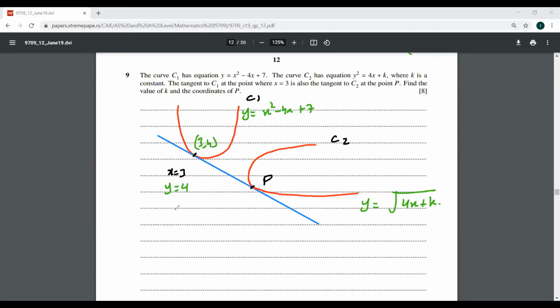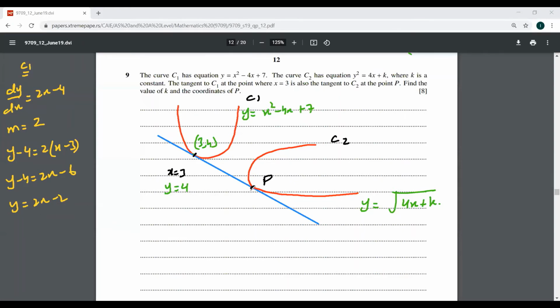Okay. So let's find dy by dx of the C1. So dy by dx is going to be 2x minus 4. The gradient of the tangent is going to be, we put x = 3 here, 6 minus 4 is 2. So the equation of the tangent is going to be y minus y1, that is 2 into x minus x1, that is y minus 4 equal to 2x minus 6, y is equal to 2x minus 2. That is the equation of this tangent here, okay?